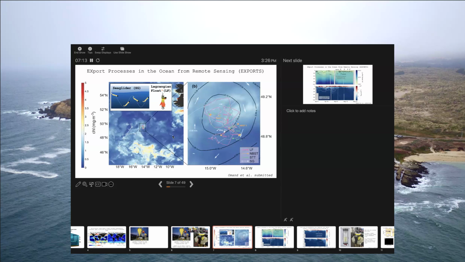What's on the right here is a sort of zoomed in view of that little box and shows the trajectory of the Lagrangian float, which is shown in pink as it orbited around this anticyclonic eddy, and the sea glider shown in white as it followed around after it.